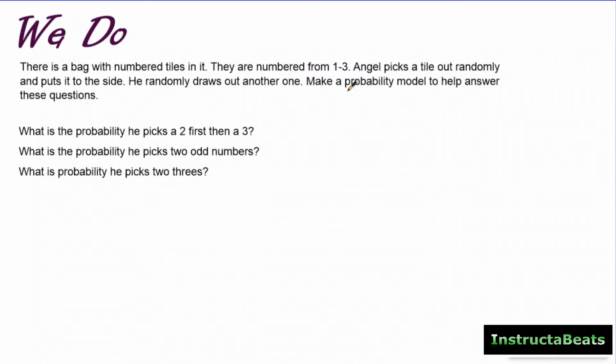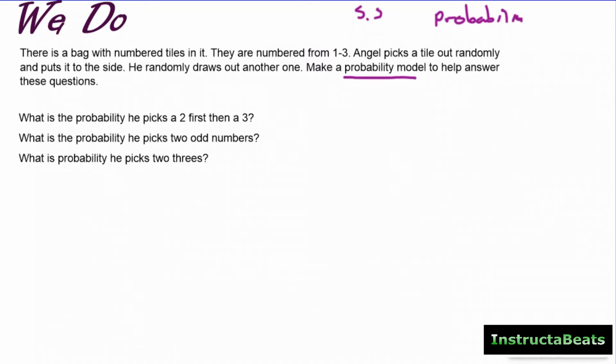Make a probability model, which means we need to have a sample space and we need to have the probabilities for each of the outcomes. Probability, there you go, to help answer these questions. So before we even look at the questions, let's make our probability model. And this one's going to be a little bit different. You have to think yourself through this one a little bit, but it makes a lot of sense.